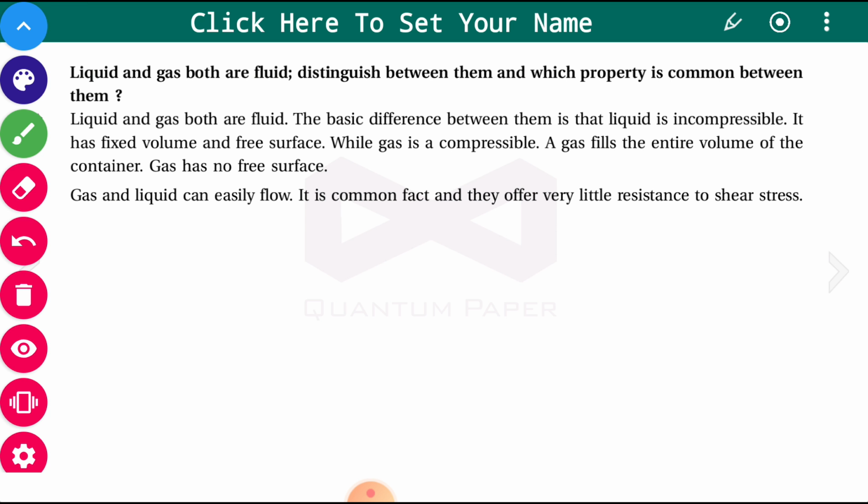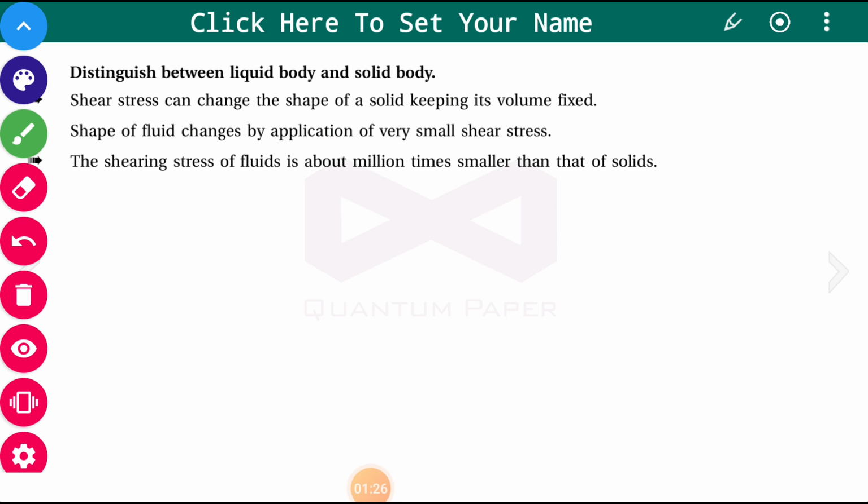Gas and liquid can easily flow. This is a common fact, and they offer very little resistance to shear stress. Now there is a difference between a liquid body and a solid body. See, shear stress can change the shape of a solid, keeping its volume fixed. The shape of a fluid changes by application of very small shear stress. The shearing stress of a fluid is about a million times smaller than that of solids.